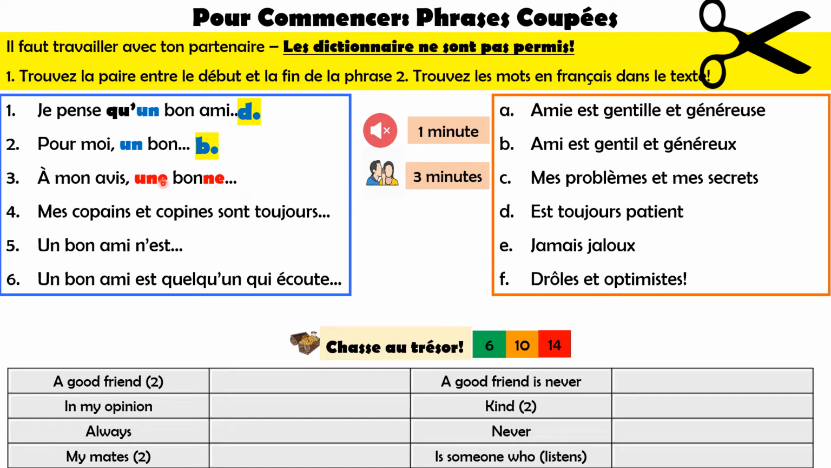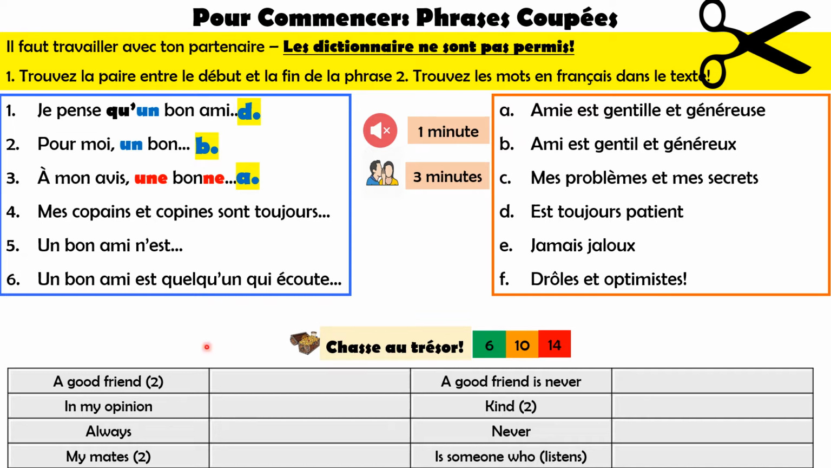Alors, numéro 3, c'est féminin. Évidemment, à mon avis, une bonne, c'est le mot féminin. Non, c'est pluriel. Non, c'est un verbe. Je cherche un nom. Voilà. À mon avis, une bonne amie est gentille et généreuse. Look at the difference between these two. A masculine sentence and a feminine one. Well done if you got the first 3. Getting a bit tougher now.